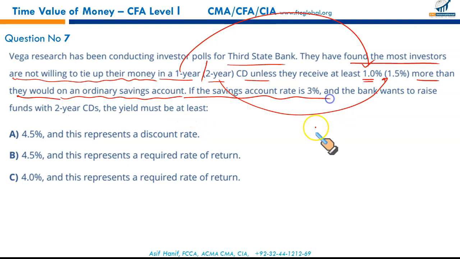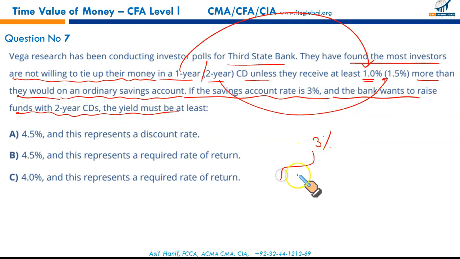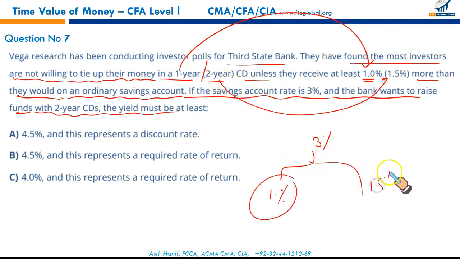If the saving account is giving 3% and the bank wants to raise funds for 2-year CD, remember for 1 year CD, the investors are looking for 1% premium. And for 2-year CD, they're looking for 1.5% premium. Since they are talking about the 2-year CD, the investors would be requiring 3 plus 1.5, 4.5%. Right? So it's a straightforward question. No computation as such, simply 4.5%, and this represents a discount rate.